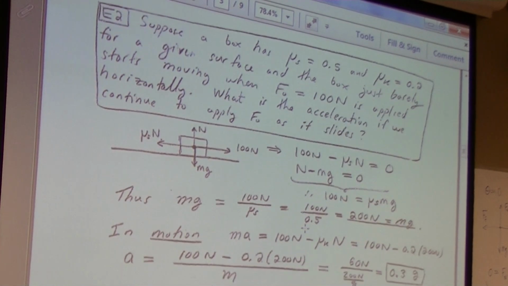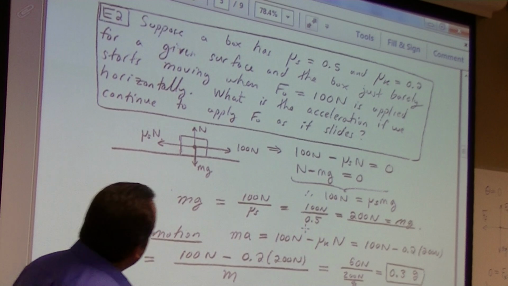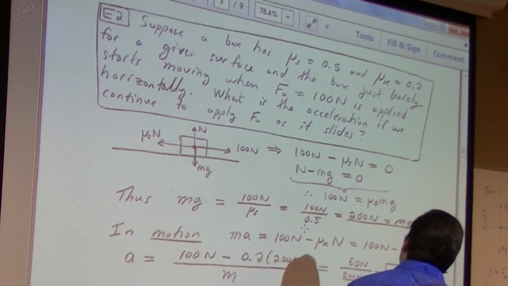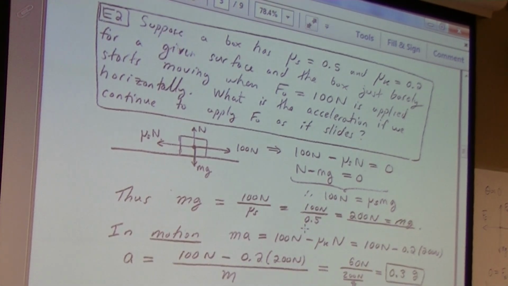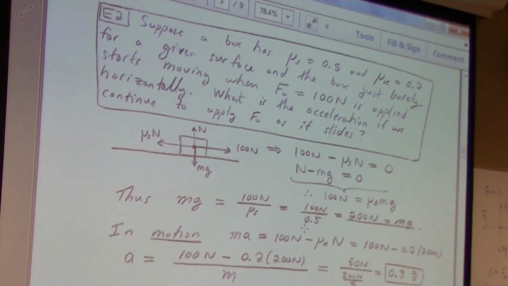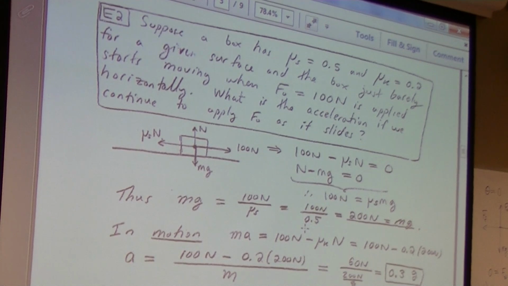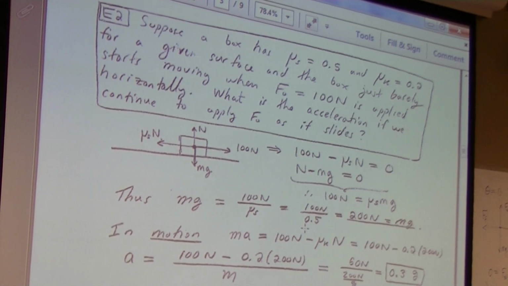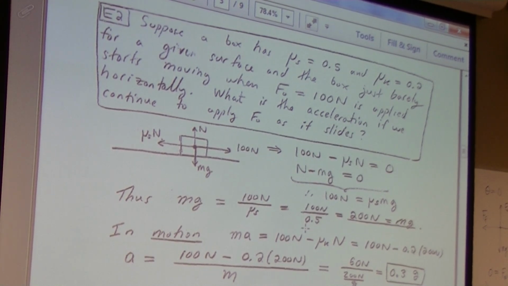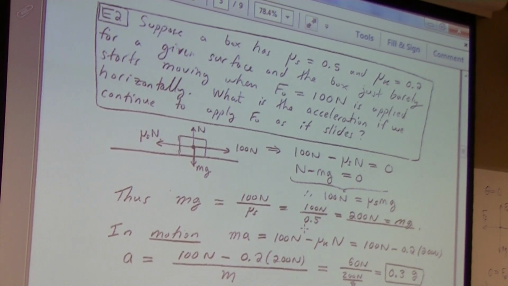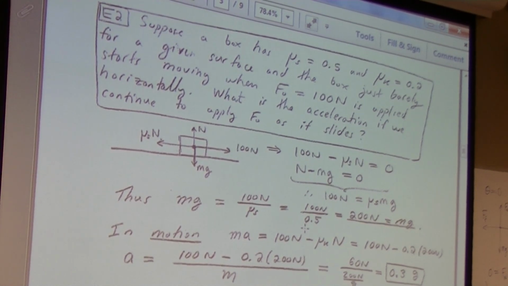For example, if I had a box that had a static coefficient of 0.5 and a kinetic coefficient of 0.2 for a given surface, and the box just barely started moving when a force of 100 newtons was applied horizontally, I could ask, what's the acceleration if we continue to apply f naught as it slides? What does this mean? The box just barely starts moving with 100 newtons. What does that tell you?